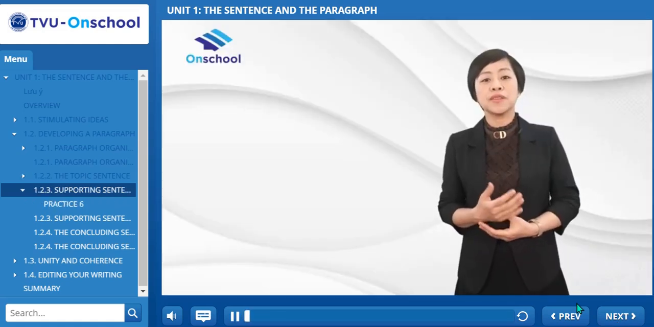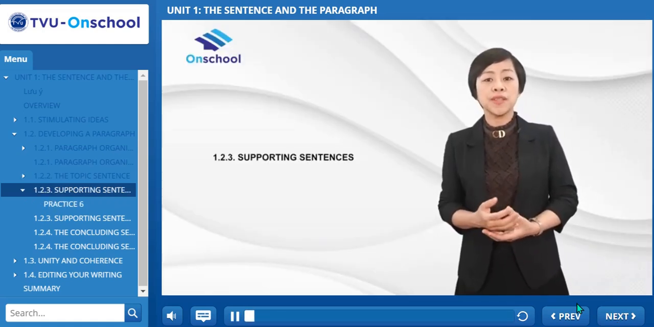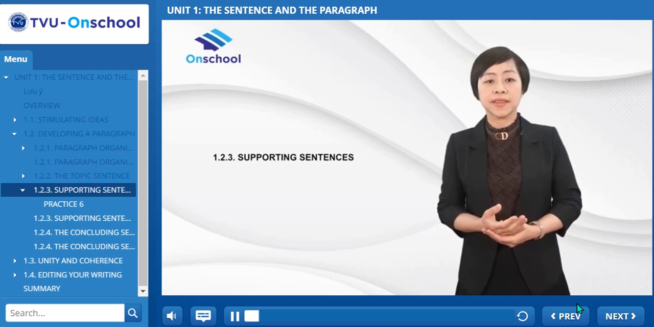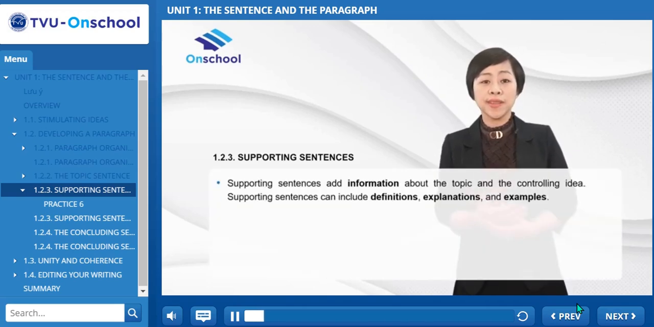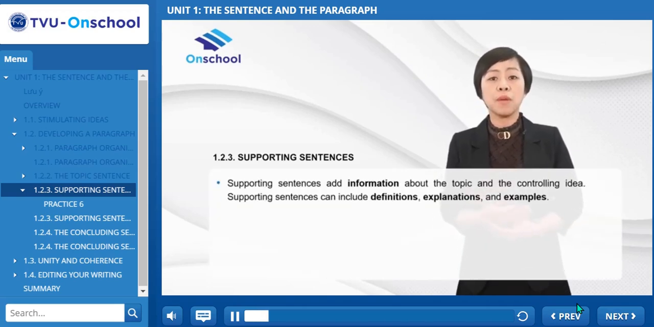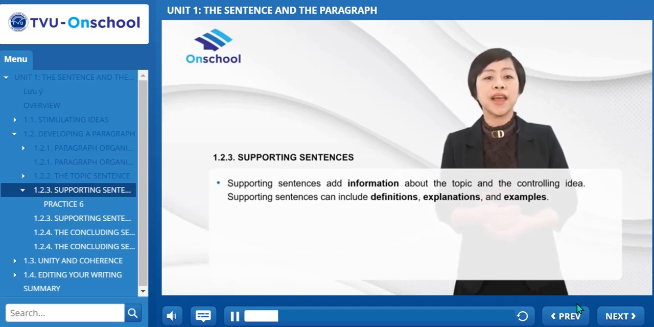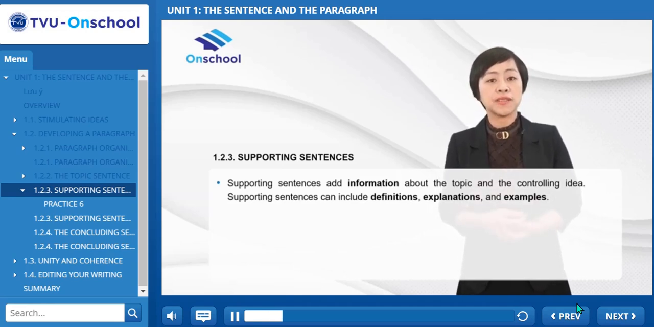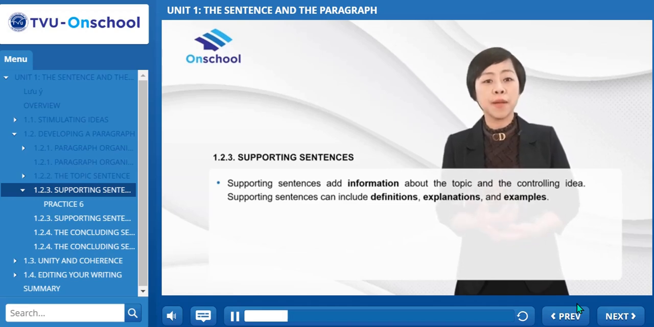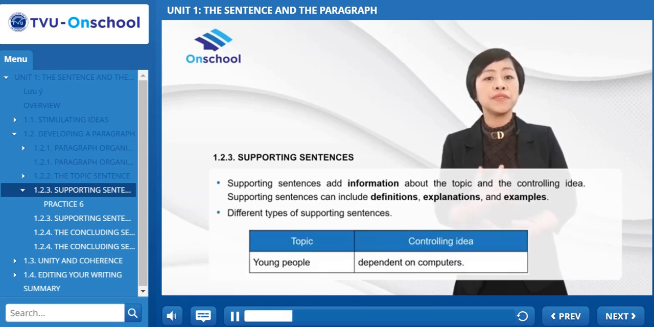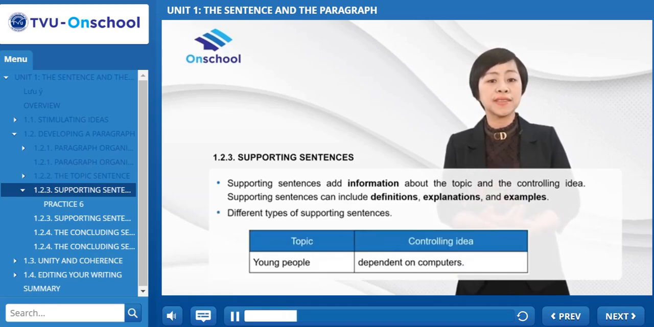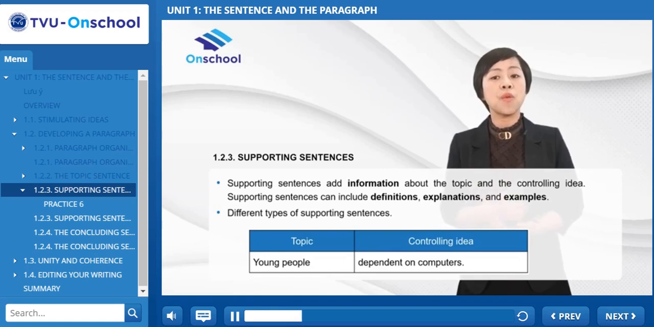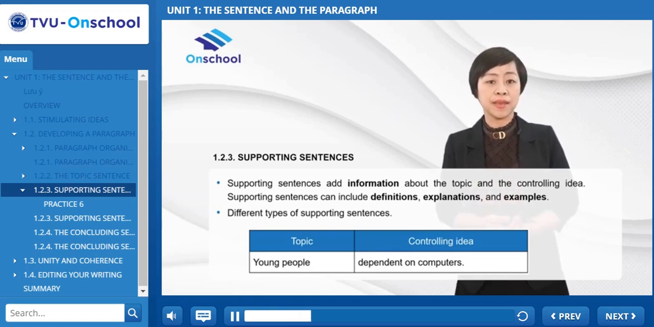Now, let's turn to the second part of a paragraph, which is supporting sentences. Supporting sentences add information about the topic and the controlling idea. Supporting sentences can include definitions, explanations, and examples. There are different types of supporting sentences. Let's go through one example to see how different supporting sentences can be.